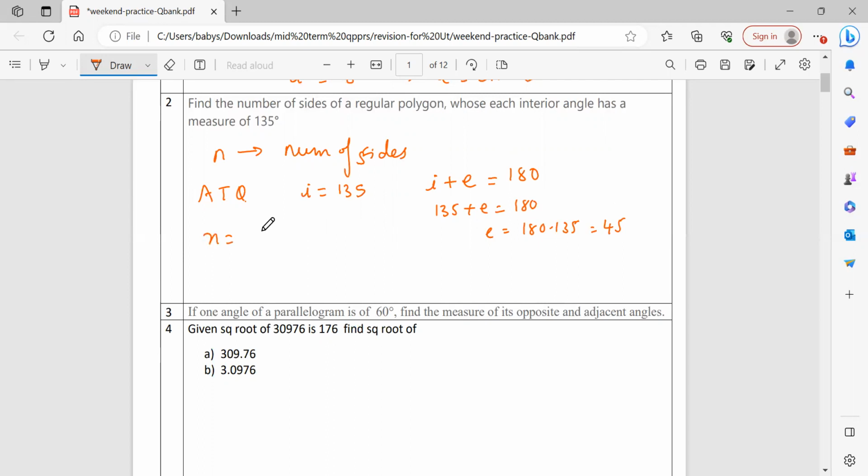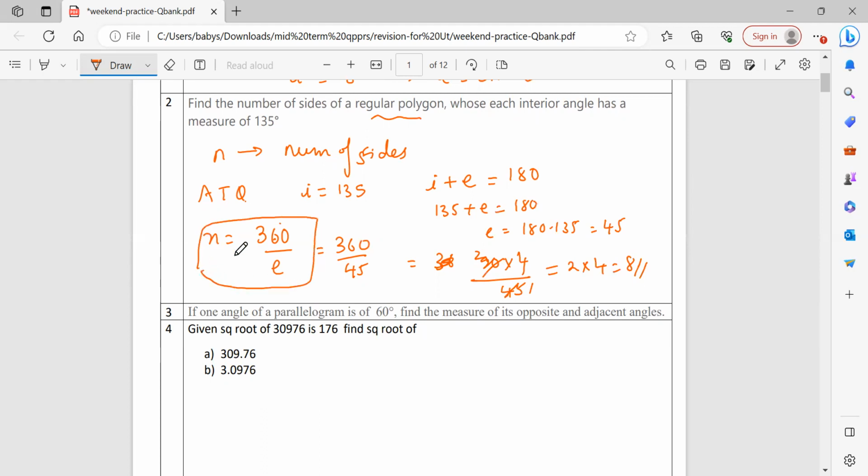So what would be N? N is equal to 360 divided by what? E. This is because it's a regular polygon, isn't it? So this would be 360 by 45. 360 can be written as 90 into 4 by 45. 45 ones are 45, twos are 90, and 2 into 4 is 8. It's an octagon, 8-sided regular polygon, or a regular octagon, we can say. Okay, so this is how you will do it. So here you have to first use linear pair, find the exterior angle, and then use the formula that for a regular polygon of n sides, n is equal to 360 divided by E.